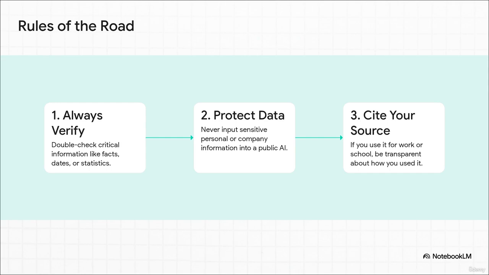First, always, always verify critical info. If an AI gives you a date, a name, or a statistic, just treat it like a rumor until you've double-checked it yourself. Second, protect your private data. Never, ever paste sensitive personal info or company secrets into a public AI tool. And finally, be transparent. If you use it for school or work, cite it. Be honest about how it helped you.